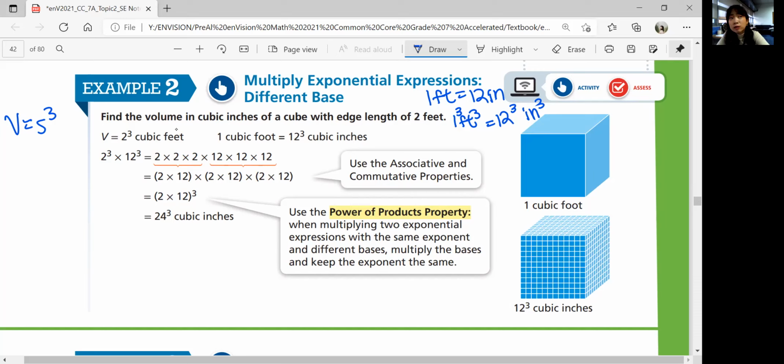You multiply 2 times 2 times 2 times 12 times 12 times 12. You have different bases, so you cannot combine the powers. But what can you do? You have 2 times 12 times 2 times 12 times 2 times 12. You can group them together and combine the bases. 2 times 12 is multiplied 3 times in total, right? So you can multiply 2 and 12, but you need to keep the power. 24 to the 3rd power would be in cubic inches. That is called the power of products property. When multiplying 2 exponential expressions with the same exponent and different bases, you're going to multiply the bases and keep the exponents the same.